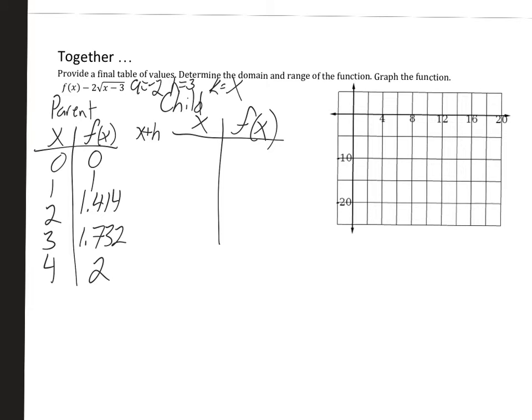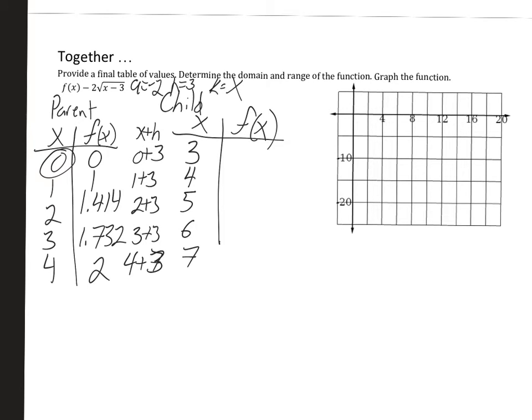So I'm going to take my x that's sitting over here. I'm going to add 3 to it because that's what h was. So 0 plus 3 is 3. Now I'm going to take 1. 1 plus 3 is 4. Now I'm going to take 2. 2 plus 3 is 5. 3 plus 3 is 6. And 4 plus 3 is 7.